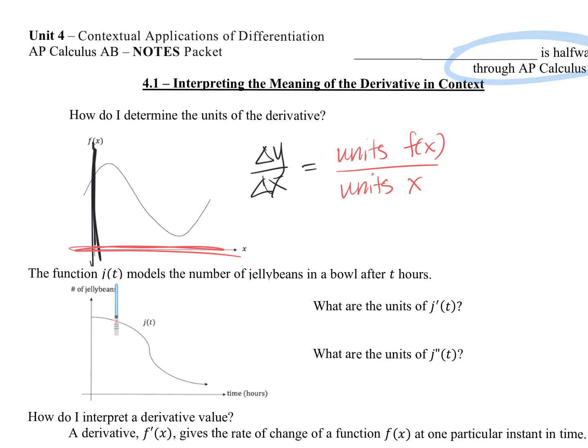If the function J of t models the number of jelly beans in a bowl after t hours.